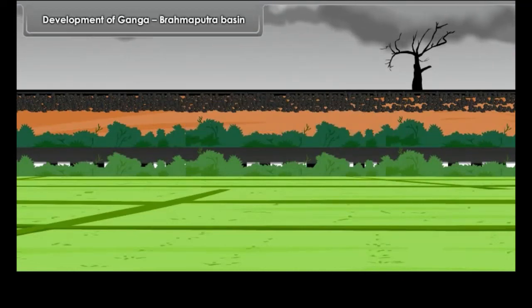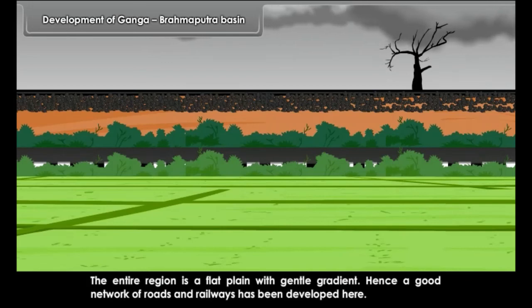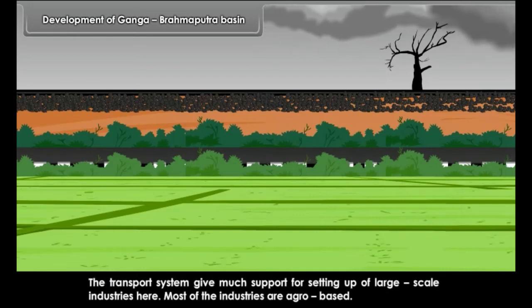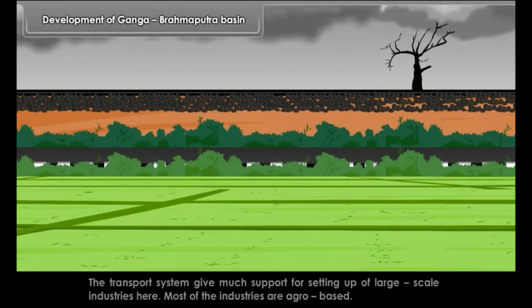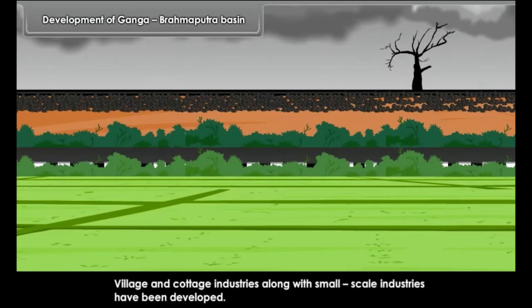Development of Ganga-Brahmaputra Basin. The entire region is a flat plain with gentle gradient. Hence, a good network of roads and railways has been developed here. The transport system gave much support for setting up of large-scale industries here. Most of the industries are agro-based. Village and cottage industries along with small-scale industries have been developed.